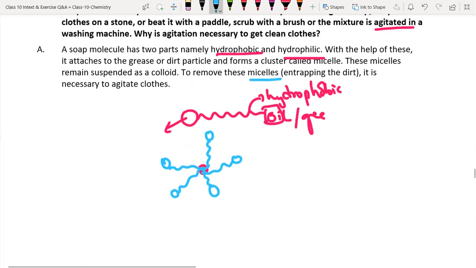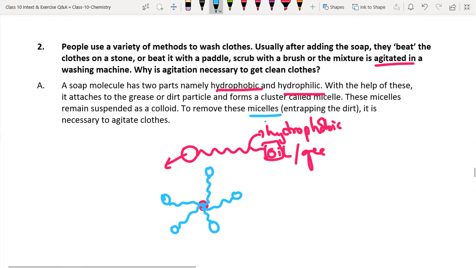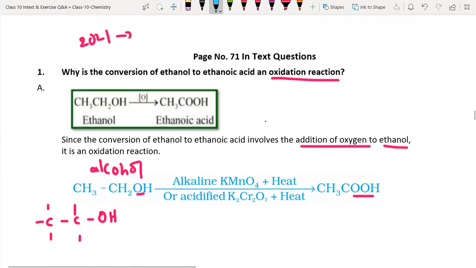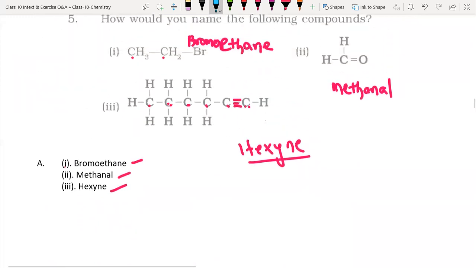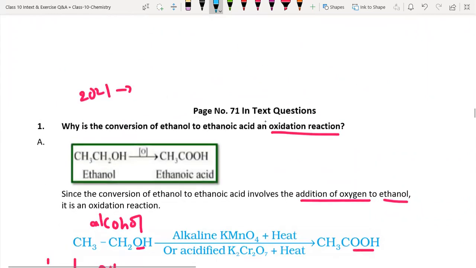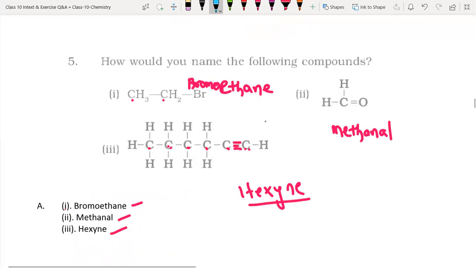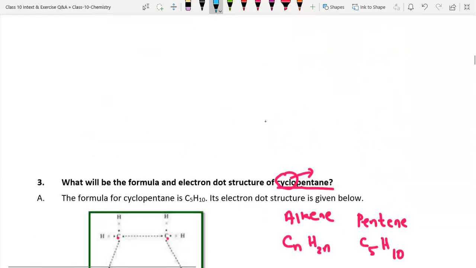These are all the answers for all in-text questions from your chapter 4, Carbon and its Compounds. Guys, if you are writing the March 2021 examination, you can read up to here, as the remaining topics got deleted. But if you are writing the 2022-23 examinations, you have to read all these concepts. So that's it in this lecture.